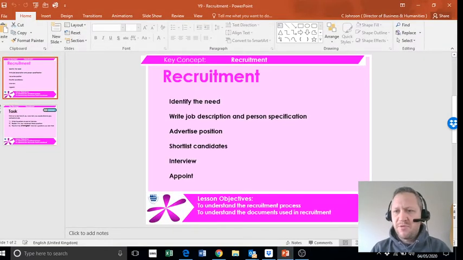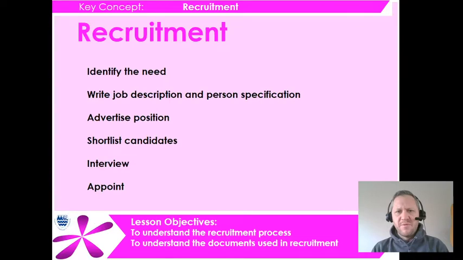So, if you remember, we looked at the process of recruitment last time. The first step was the business identifying the need. So you've identified that you need a job. You've written your job description and your person specification, and you also advertised the job. You came up with that advert. We're going to pretend that you've had lots of applications in, and you've shortlisted it down to 3 or 4 people that you want to interview. And today we're going to look at the interview process.